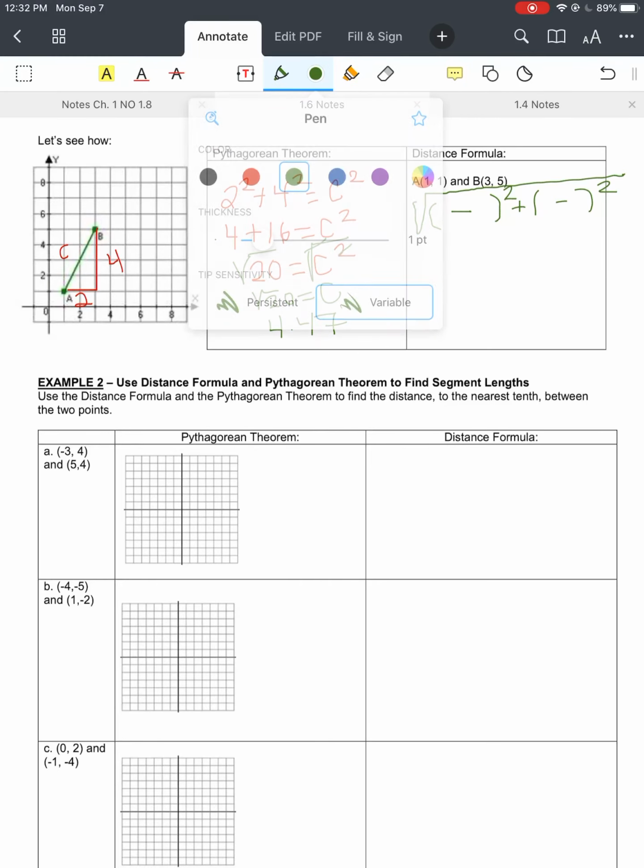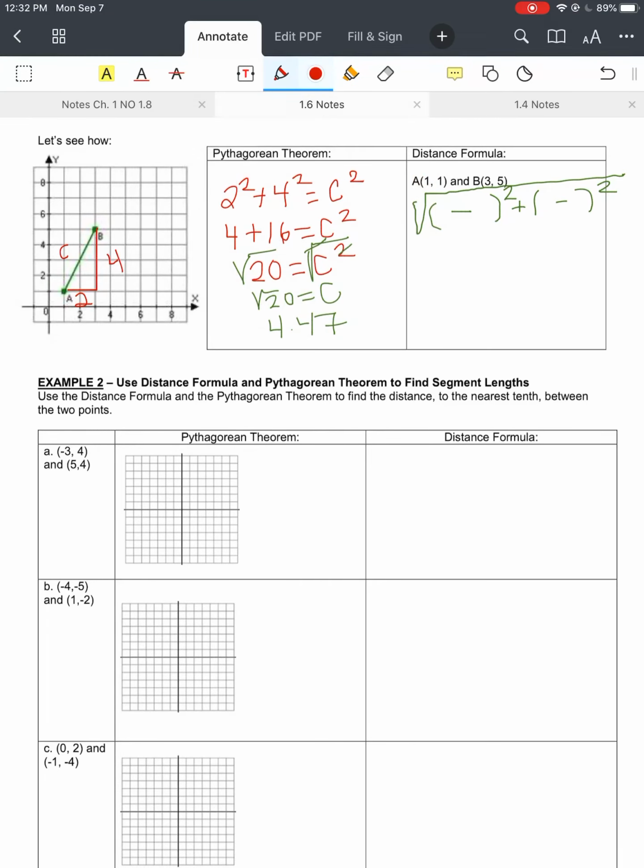Again, your x's have to go together and your y's have to go together. So this is x, y, x, y. The order really doesn't matter, even though the formula kind of makes it look like it. So I'm just going to do my first x minus my second x. So 1 and 3 are my first x and my second x. And then my y's are 1 and 5. So I'm going to do 1 and 5.